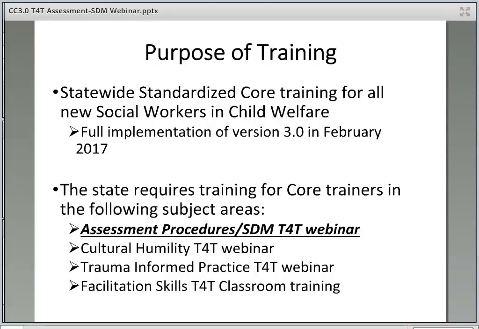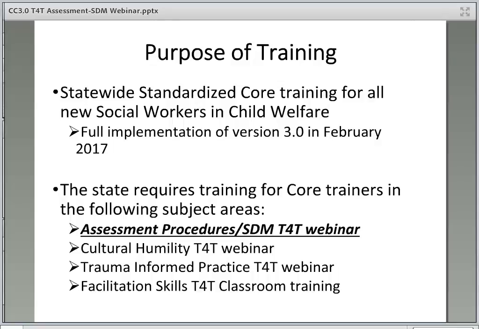Core for Social Workers is designed to provide a standardized training program for all new social workers in the state of California. Core version 3.0 will be fully implemented in February of 2017. This webinar provides the state-required training in the area of assessment procedures and structured decision-making. The state also requires training in the areas of cultural humility and trauma-informed practice. Both of these trainings are also available as recorded webinars.